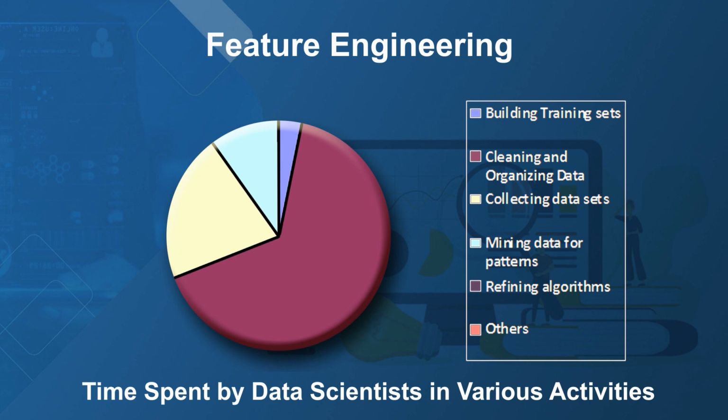It has been found that data scientists spend 3% of time in building training set, 60% in cleaning and organizing data, 19% in collecting data, 9% in mining data for patterns, 4% in refining algorithms, and the rest 5% in other miscellaneous activities. This report shows the importance of feature engineering in data science.